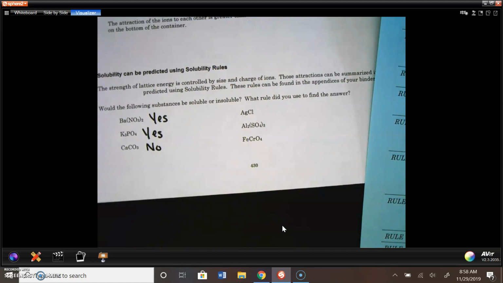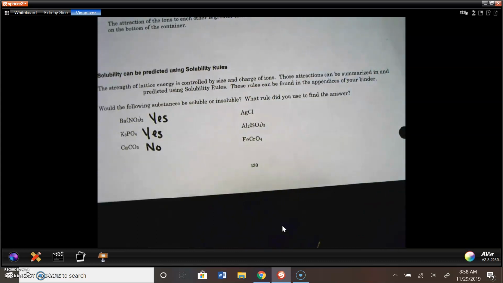Okay, so there's 3 more. Take your time, use your solubility rules. Again, those are in your appendices, so I apologize for not telling you in advance to pull them out. Pause the video, pull those rules out if you don't have them, and then try your hand at these last three, and then we'll see what you come up with.